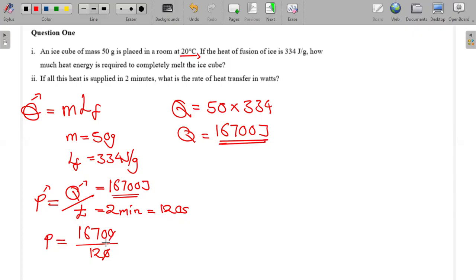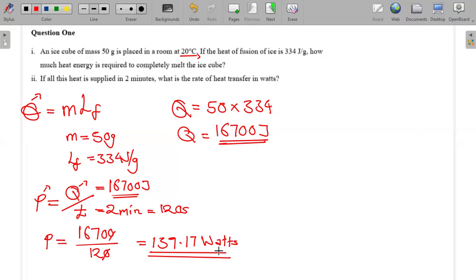So 1670 divided by 12, this is going to give us the power at which heat is being supplied to be equal to 139.17. 139.17 watts. You can put the whole word watts, or if you want, you can just put capital W. They'll understand it to say watts. So that is basically it, ladies and gentlemen, about this question.